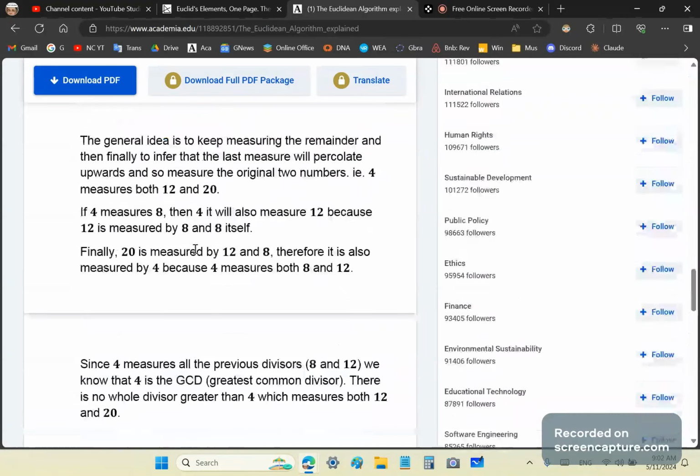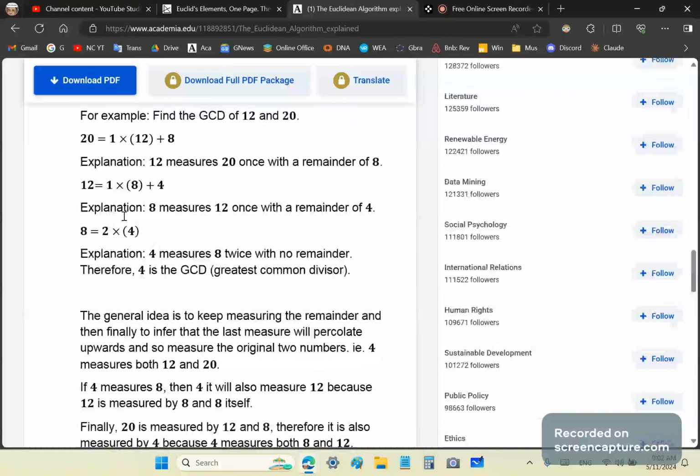Let's now try to understand this. The general idea is to keep measuring the remainder and then finally to infer that the last measure will percolate upwards and so measure the original two numbers. The original two numbers are 12 and 20. Okay. In other words, 4 will measure both. Why? Because let's go through this slowly. If 4 measures 8, so we start at the bottom, okay? If 4 measures 8 over here, then 4 will also measure 12 because 12 is measured by 8 and 8 itself. So then 4 will also measure 12 because 4 measures itself and 8, right?